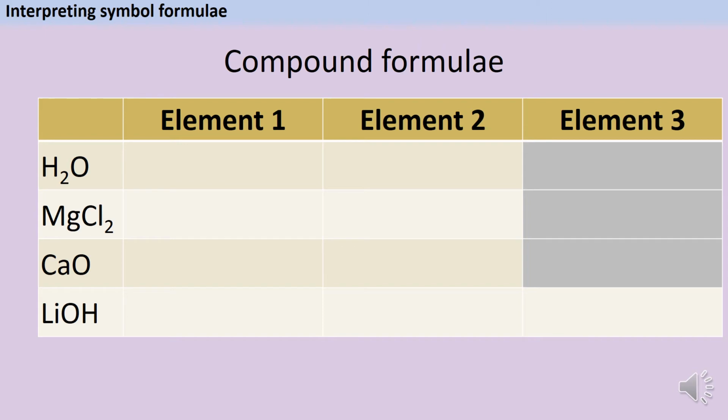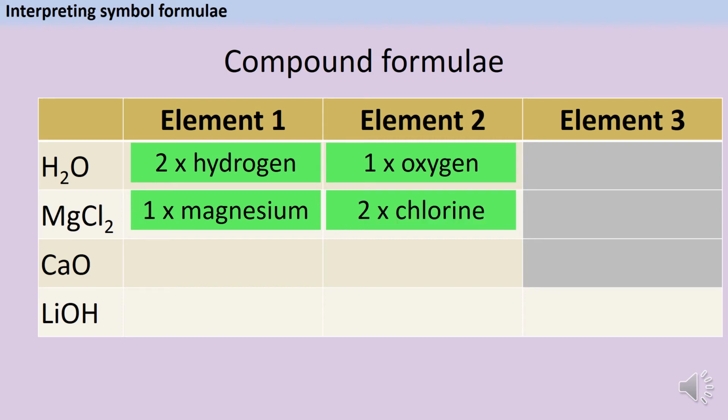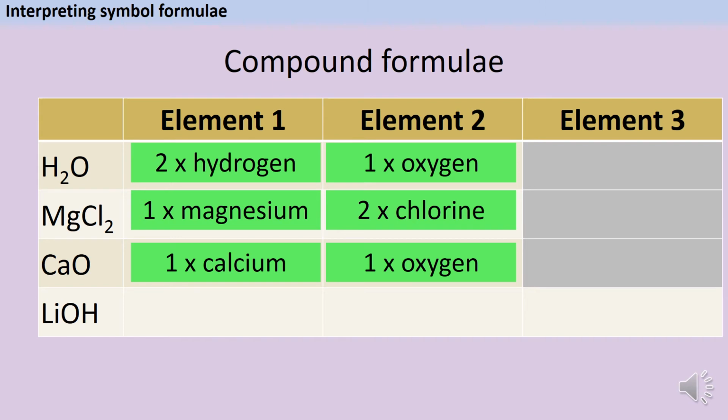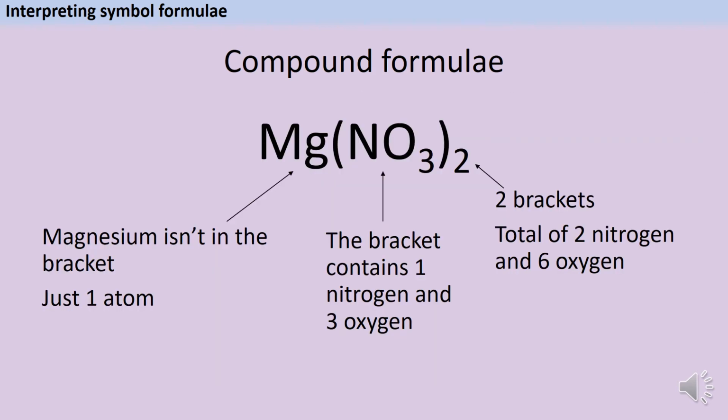In each mole of water molecules, there are 2 moles of hydrogen atoms and 1 mole of oxygen atoms. In a mole of magnesium chloride, there is a mole of magnesium ions and 2 moles of chloride ions, which have come from chlorine. Calcium oxide is 1 calcium to 1 oxygen, and lithium hydroxide is 1 lithium to 1 oxygen to 1 hydrogen.